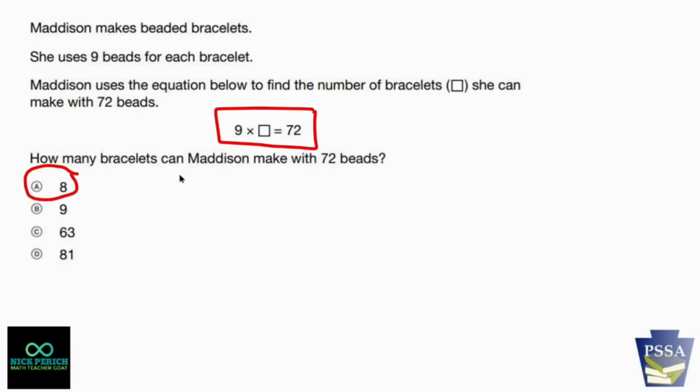Yeah. 9 times 9 is 81. 9 times 63, definitely not 72. Use a calculator. And 9 times 81 is way more than 72. Not even close. So the only answer that makes sense here is A.